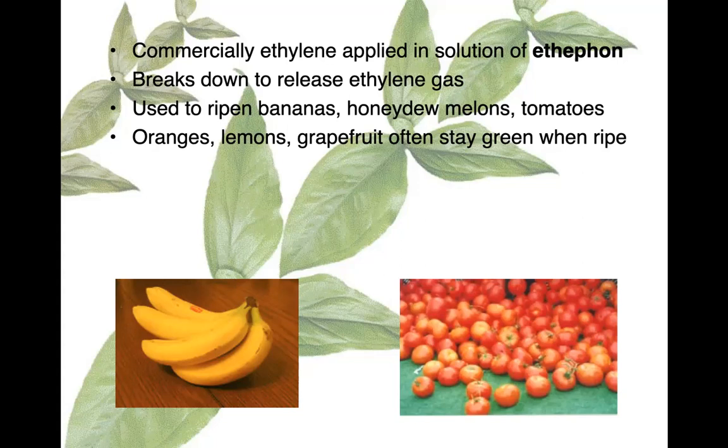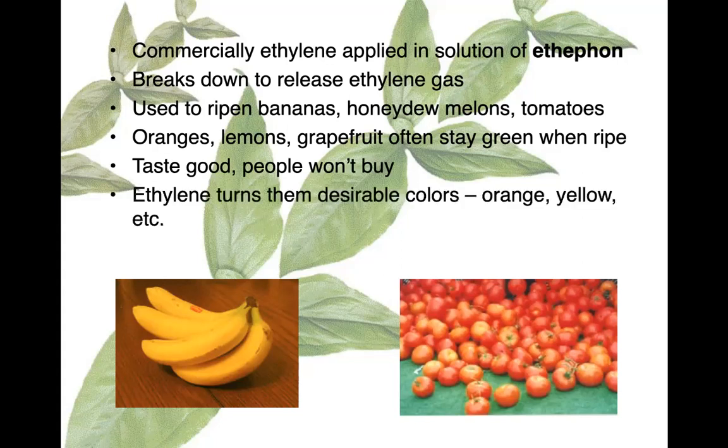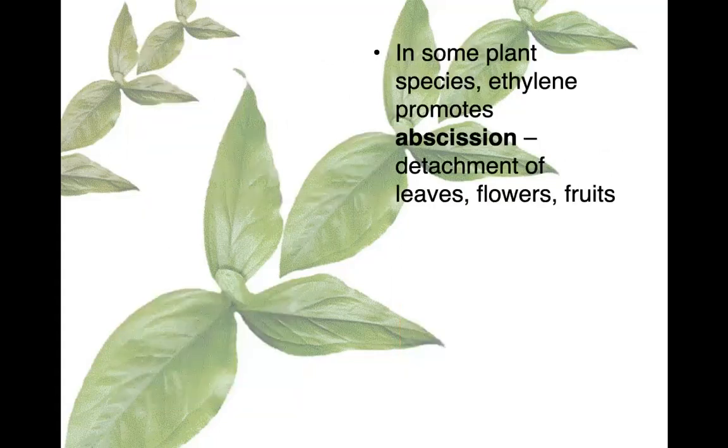Anyway, a lot of the citrus fruits, even though they are ripe and able to eat, stay green. So we spray them with ethylene to make them change to their typical color, like orange, yellow, or grapefruit, which I think is kind of a pinky color. I don't know, I haven't had a grapefruit in so long. Even though they taste good, people will not buy them. So ethylene turns them their desirable colors.